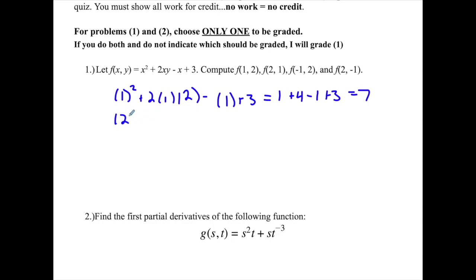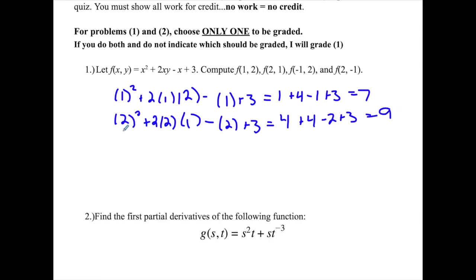Now 2, 1. So x is 2. So 2 squared, plus 2 times 2 times 1, minus 2, plus 3. Right? You're just plugging in. 4 plus 4 minus 2 plus 3. So 9. So you can see the order does really matter. You actually get two different outputs if you flip the numbers around. And that has to do with the fact that you're doing different things with those numbers, right? Sometimes they'll end up being the same, but that's almost always, if not always, a coincidence.